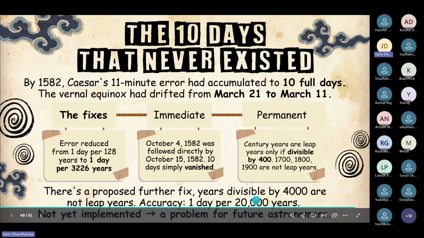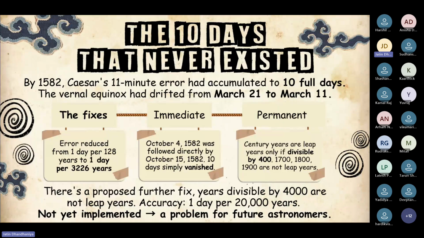This one, the 20,000 years. If the years divisible by 4000 are not leap years, then the accuracy will move to 1 day per 20,000 years. But this is not yet implemented. This will be implemented in the upcoming future. And still there will be some error left. We cannot exactly cure this error.